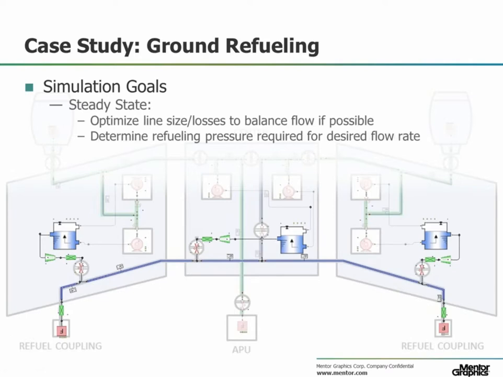The goal of our study will be to optimize line sizes and flow restrictions in the system to balance the flow as much as possible for single-sided refueling. Once that's complete, we can identify a steady-state pressure at the coupling that provides our desired flow rate. After that study is complete, we will investigate if a sudden valve closure at one of the tanks introduces surge or possibly even cavitation into the system. If it does, we can investigate methods to mitigate that surge.